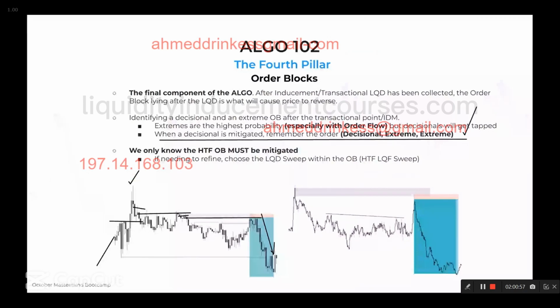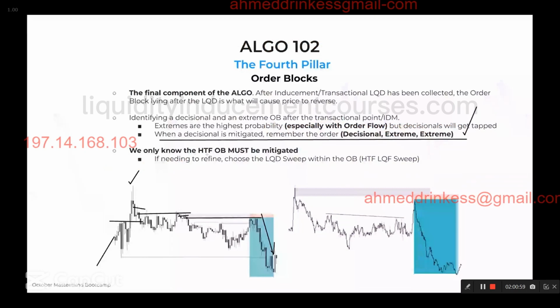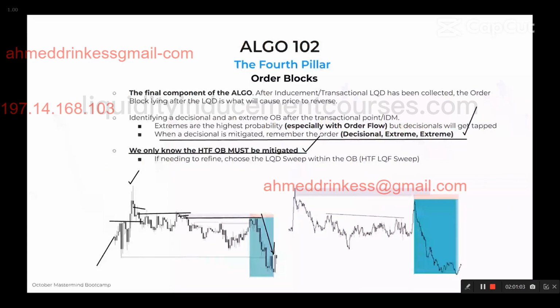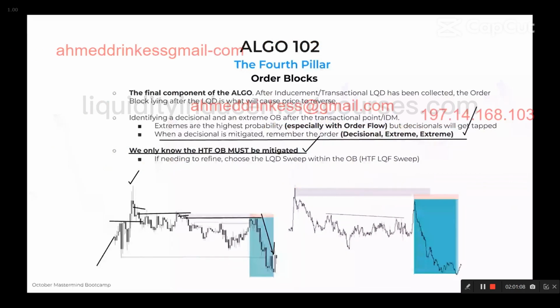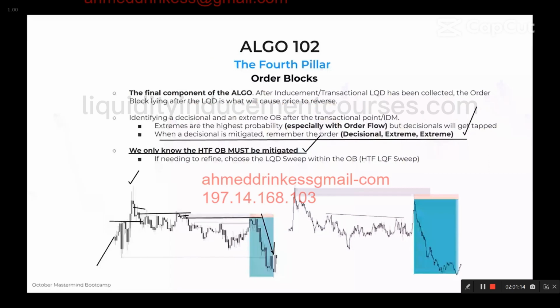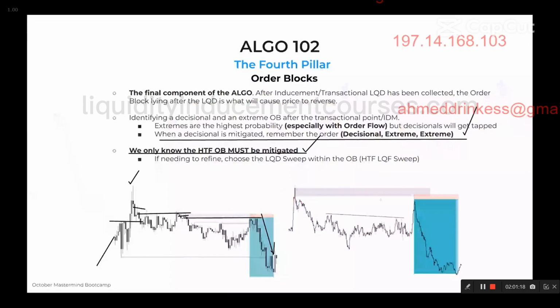All right. Again, we only know the higher time frame order block must be mitigated. Remember this. Please, absolutely. That's so important. Do not over refine order blocks. You can make your refinements, but your refinements don't need to get mitigated. The only thing that needs to is the highest or the largest order block on your higher time frames.